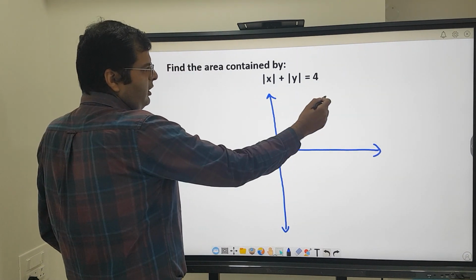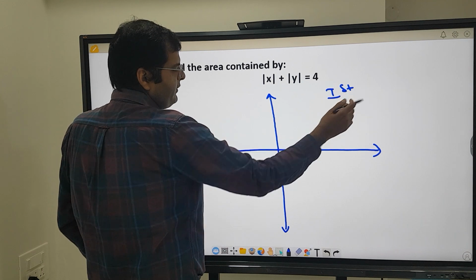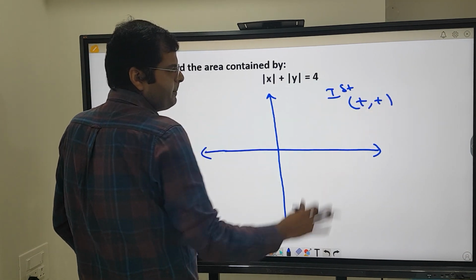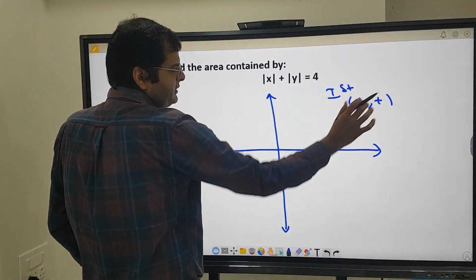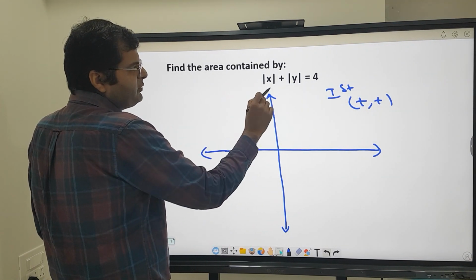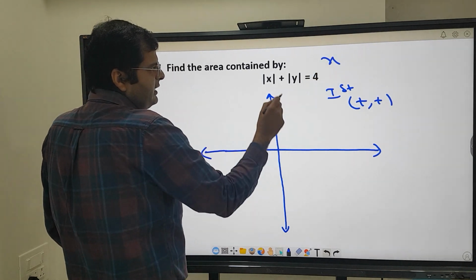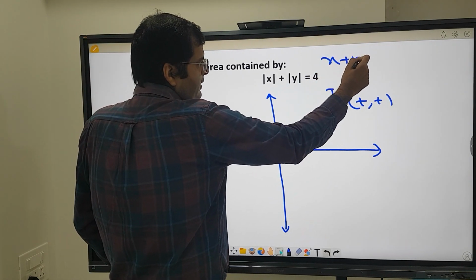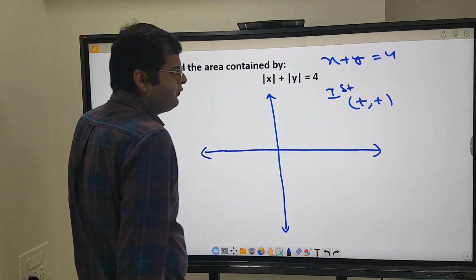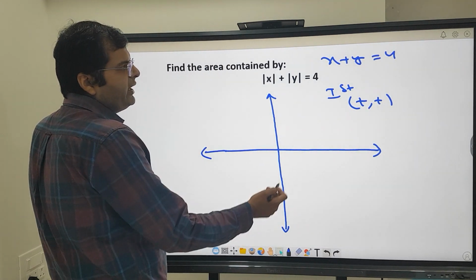So in the first quadrant, if I pick any point, x is positive as well as y is positive. So the x coordinate is positive, the y coordinate is positive. So over here, when x is positive, |x| becomes x and |y| becomes y. So in the first quadrant, the equation of the line becomes x + y = 4.